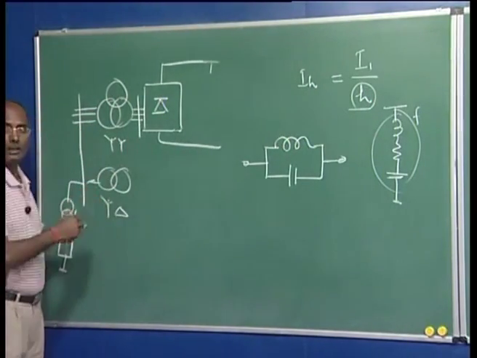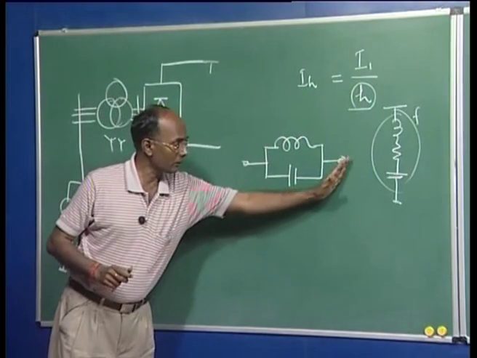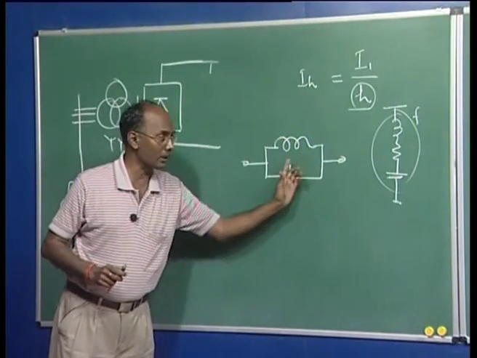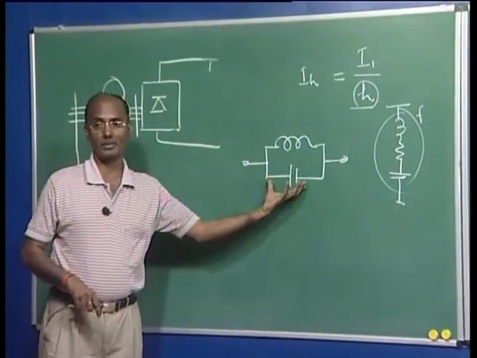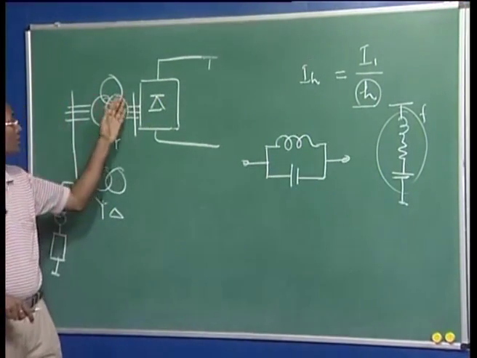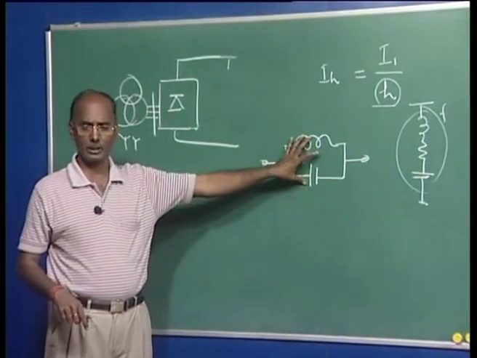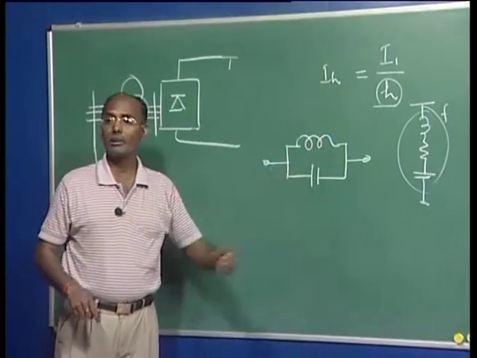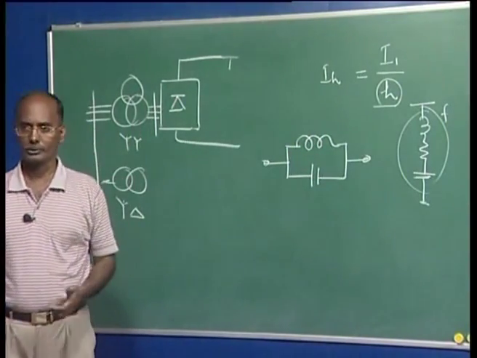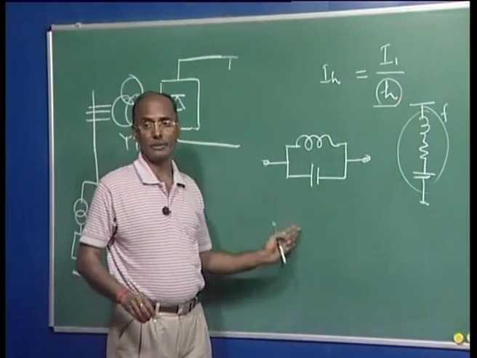What happens with these filters is that if any harmonic component enters here, the combination will provide an infinite impedance path. It will behave just like an open circuit, so it will not enter your AC system. So this is a series filter, just like an open circuit for harmonics, but for the fundamental component it will provide some reactance, not an open circuit, but minimum impedance. So this is your series filter.